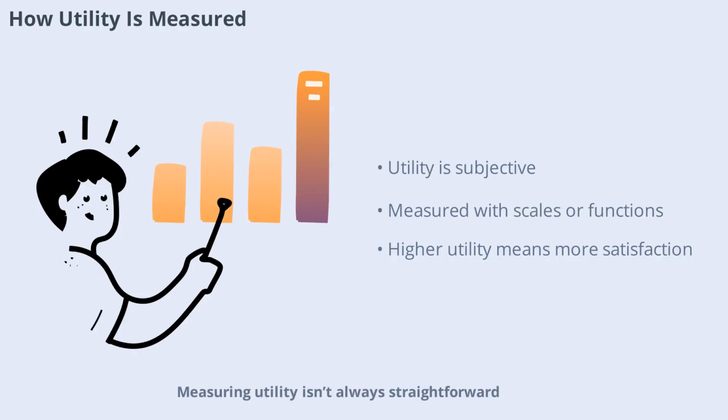Measuring utility isn't always straightforward. Since it's based on personal preferences, utility is often measured using scales or numbers that reflect how much someone values an outcome. For example, you might rate your satisfaction with different meals on a scale from 1 to 10. In more complex scenarios, economists use utility functions, mathematical formulas that assign a utility value to each possible outcome. These functions help compare options and predict which one a person is likely to choose. The key is that higher utility means greater satisfaction.